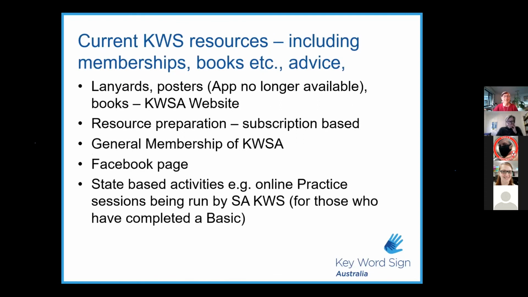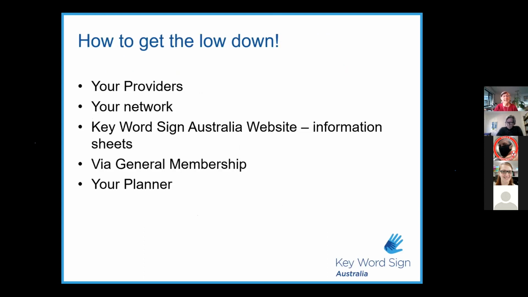And there's just a little bit of information. If you go and have a look at that Keyword Sign Australia website, that will provide you with a whole lot of information about the sorts of resources that are available now. It'll give you information about the general costs of a general membership of Keyword Sign Australia and what that might provide you. And you can have a look at the state pages and see what's on offer in the different states. If you want to get the lowdown, talk to your providers. Help them to help you to get what you need into your plan.